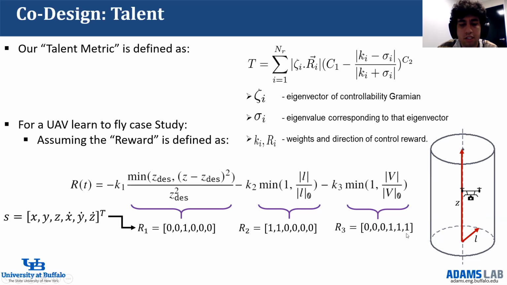If we have this clear understanding of which direction the reward is defined, and we have the Gramian eigenvectors, the Gramian eigenvalues, and the reward weights, then we can define this metric, talent, that tells us which morphology aligns the best with our reward, which morphology is probably easier for us to learn.